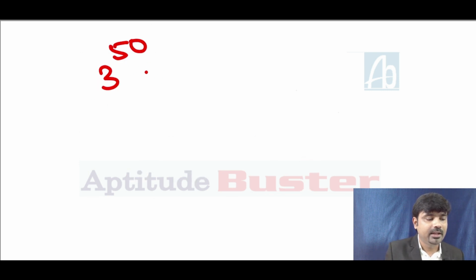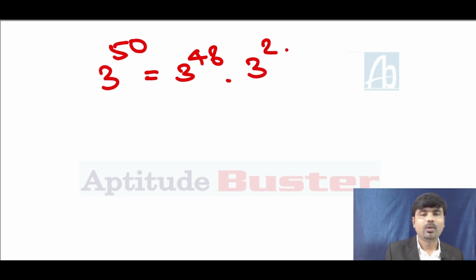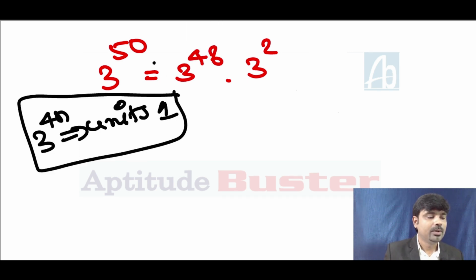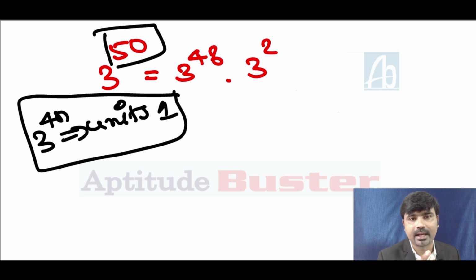3 power 50 can be written as 3 power 48 into 3 power 2. Why do we need to split 3 power 48 particularly? I already told you 3 power 4n unit space is 1. So in 3 power 50, 50 is not a multiple of 4. So split that 50 as a multiple of 4, then the rest of the value.